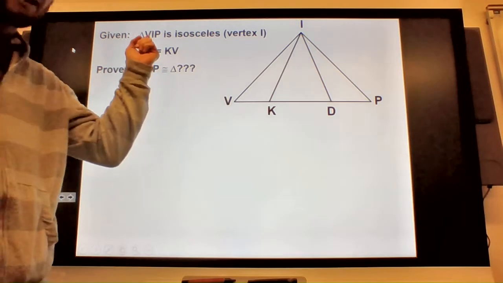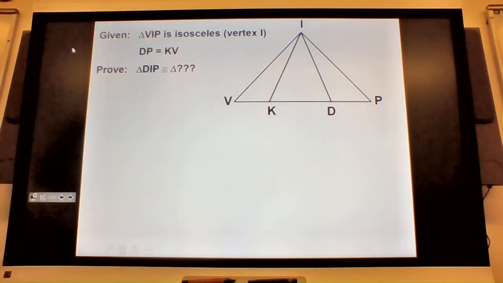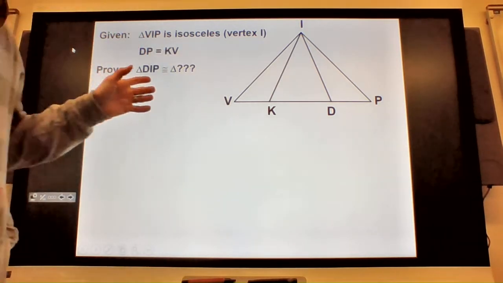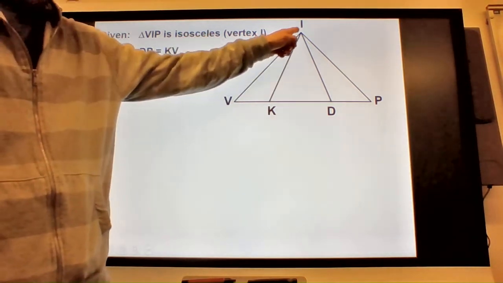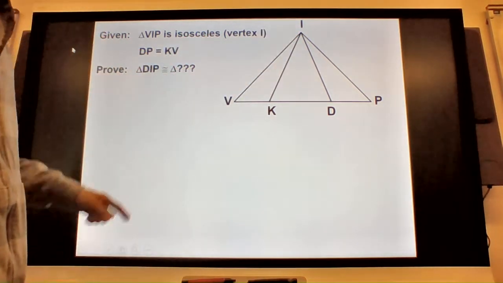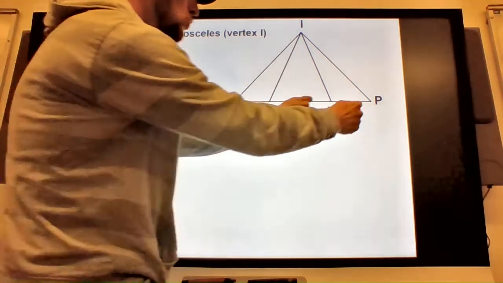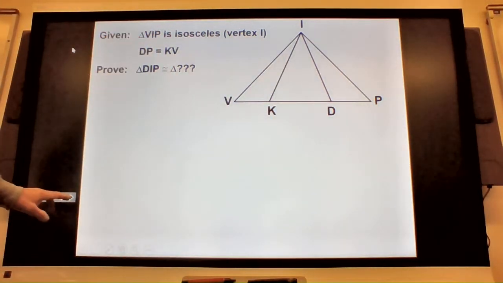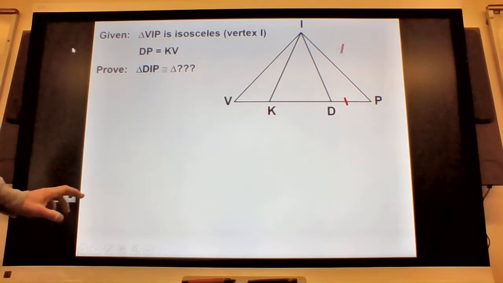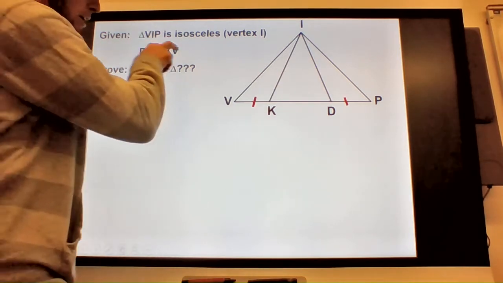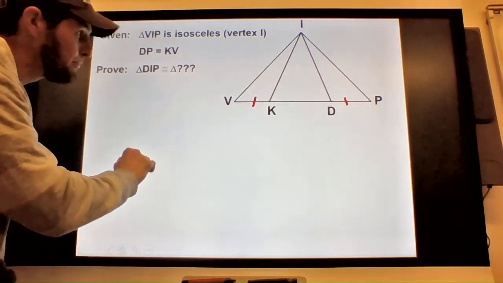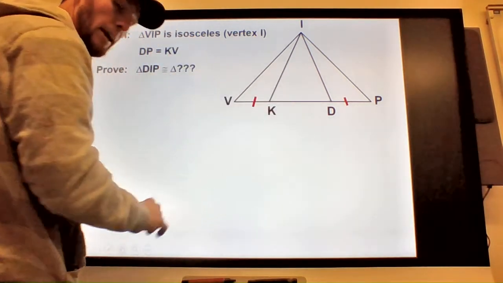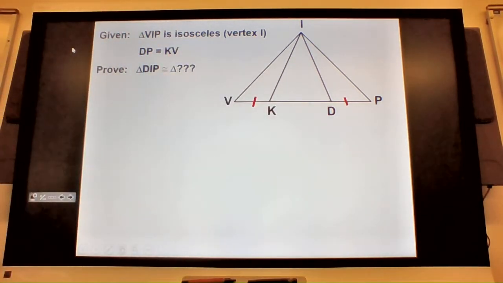So, talking about ZEV here, VIP, very important person here. ZEV is an isosceles triangle. I is the vertex. That's telling you good information. DP and KV are congruent. I'd be marking that stuff up as I read through this. Good habit. Read, mark, start writing down your conclusions and why you're making those conclusions.